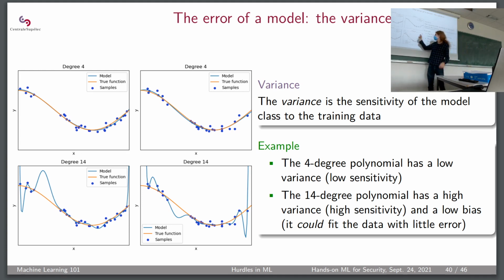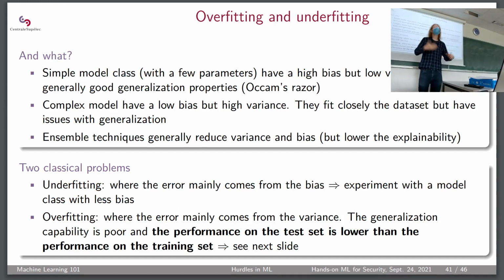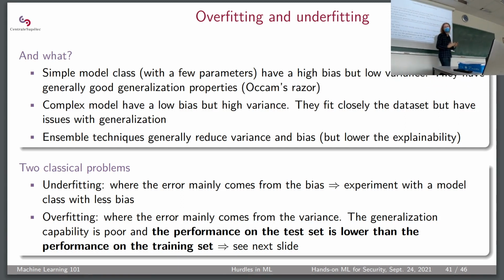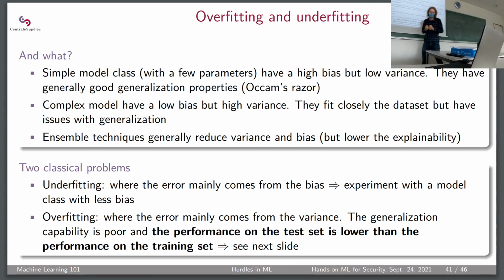Remark here that this one has a low bias. It could fit pretty closely the curve. It could do it, but it is sensitive to the data. So it has a low bias, but a high variance. Okay, sorry about the theoretical part, but now, why did I say that? What are the concrete implications of that?